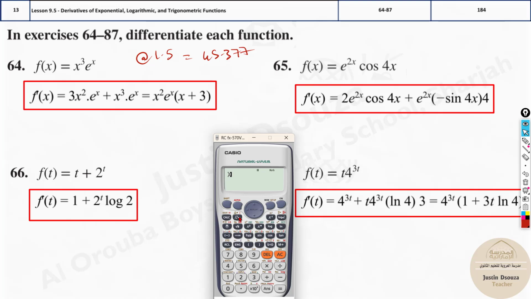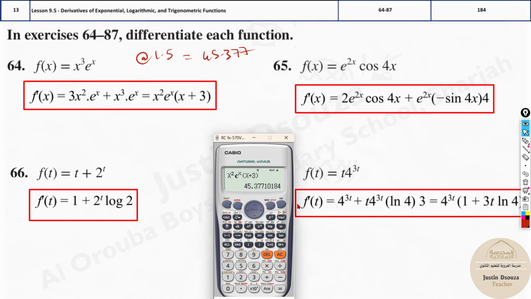You know, this is simplification, x squared e to the power x, and open the brackets. You should go down. Now open the brackets, x plus 3, close the bracket. Calculated at 1.5, the answer is 45.377.